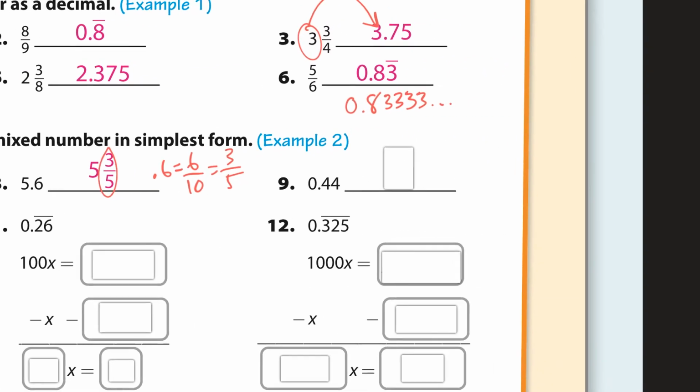Next, number 9, 0.44. That's 44 hundredths, which simplifies to, oops, hold on. I gotta get, my goodness, I'm having a hard time right now. There, 11/25.